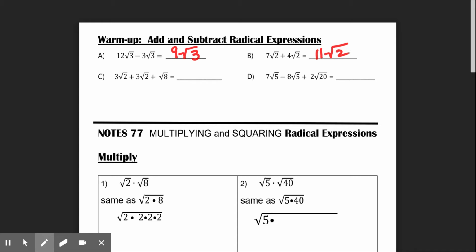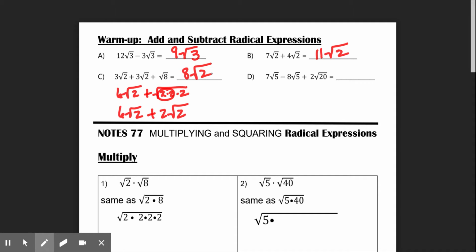Letter C, 3 square roots of 2 plus 3 square roots of 2 plus the square root of 8. So I can go ahead and combine the first two and get 6 square roots of 2 plus, and the square root of 8 is three 2's. Hopefully you know that by now. So we're going to pull out a pair of 2's. So that'll give us 6 square roots of 2 plus 2 square roots of 2, which is 8 square roots of 2.